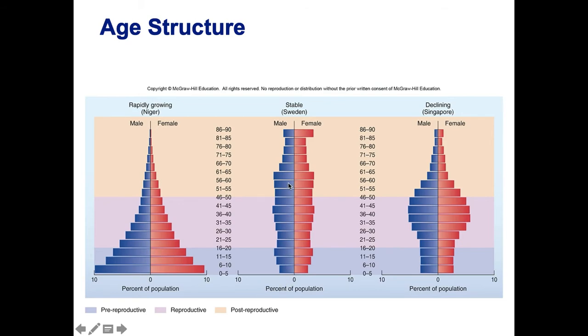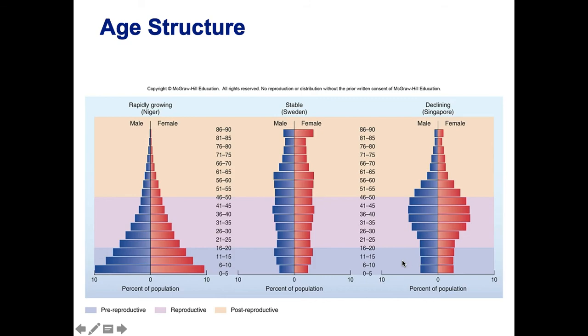If all the different age classes have about the same number of people, we can infer that that's a stable population. And so an example of this is Sweden, where we see that there are similar proportions in each age group all the way up.